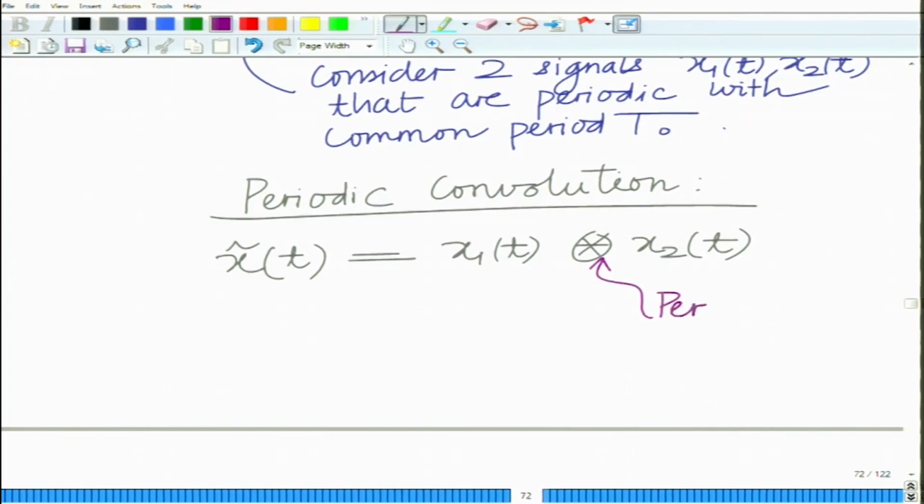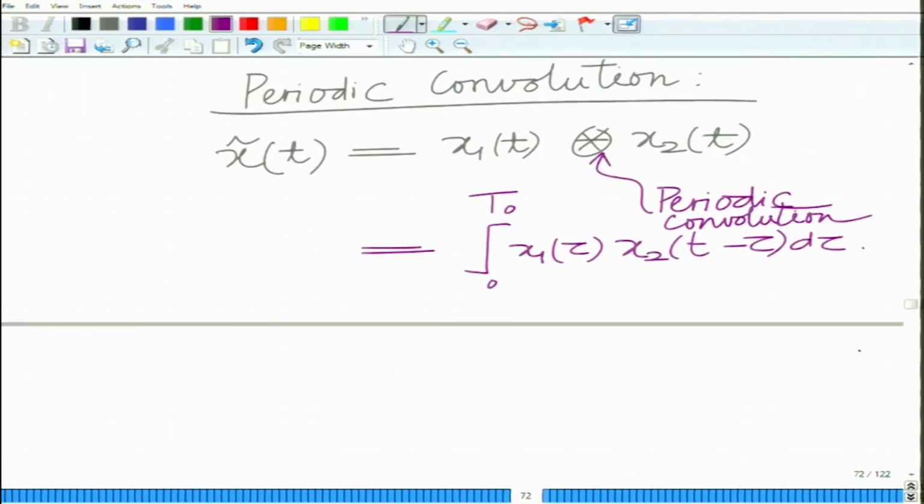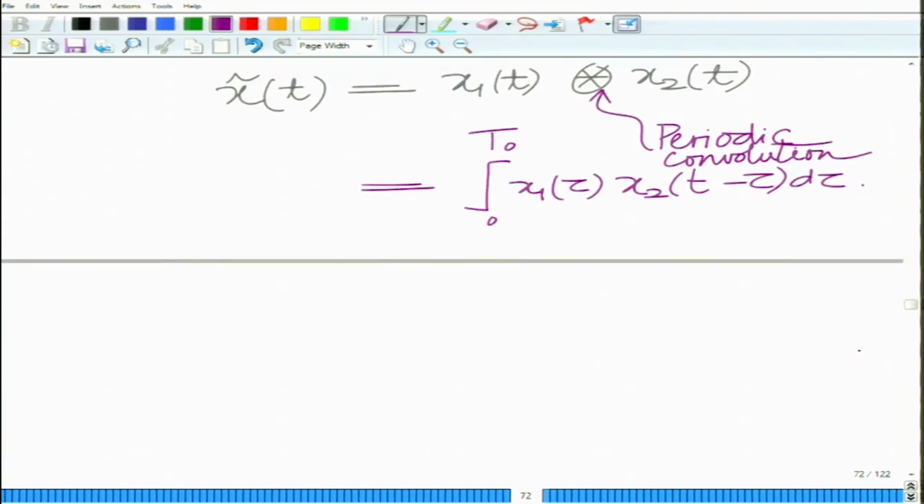Okay, so this is your periodic convolution, and this is done basically over a period, over any period, that is x1 tau x2 t minus tau. While in the conventional convolution we are integrating tau from minus infinity to infinity, remember this is for two periodic signals with a common period t naught, and the integration is over only one period.